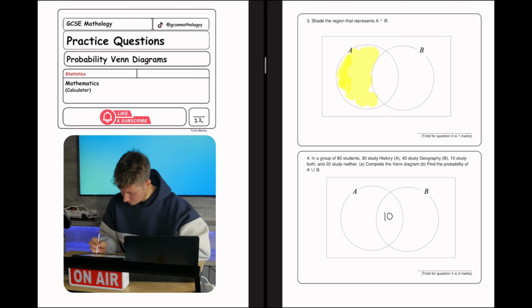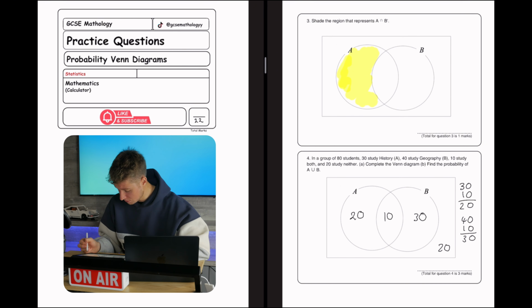Now 30 study history, but of those 30 that study history, we'll have 10 people that study both. So 30 subtract 10 is equal to 20, so that 20 study history, and then for geography there are 40 that study geography, but again we've got those 10 that study both, so that means 30 study geography. So we've got 30 plus 20, which is equal to 50, plus 10 is 60, so that means 20 study neither, and that matches up with the question.